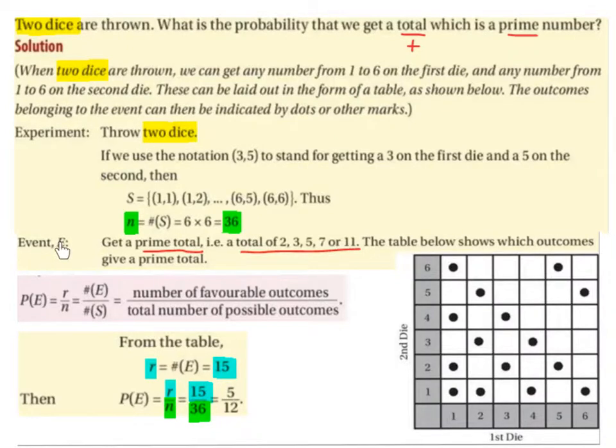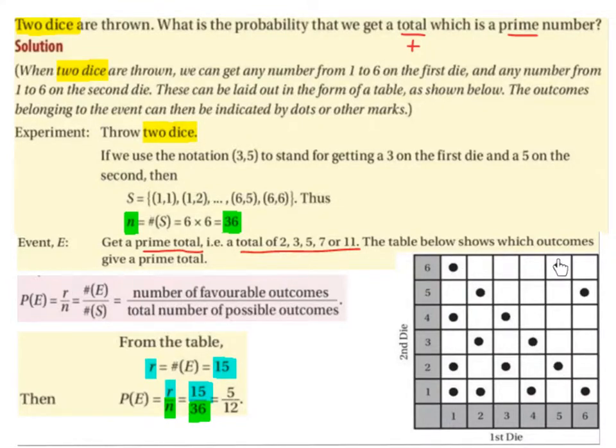Event E is that I get a prime total, i.e. a total of 2, 3, 5, 7 or 11. These are my only options. The table below shows which outcomes give a prime total. So for example, this dot here represents 6 plus 1, which is 7, which is a prime number. This dot here represents 5 plus 2, again, which is 7, which is a prime number. So all of these add up to 7.